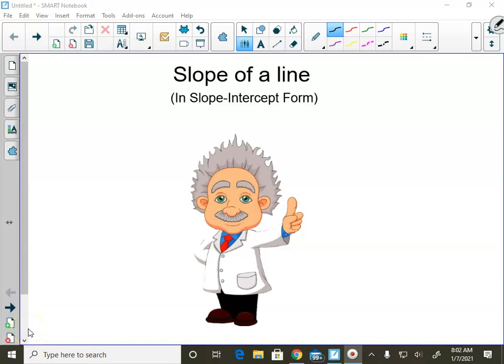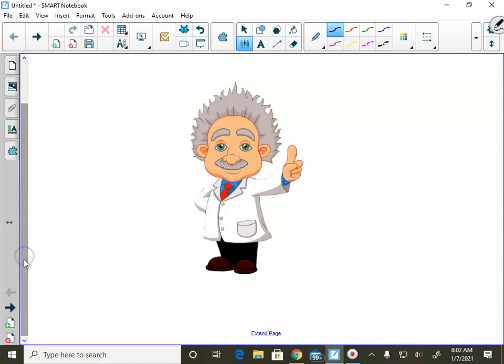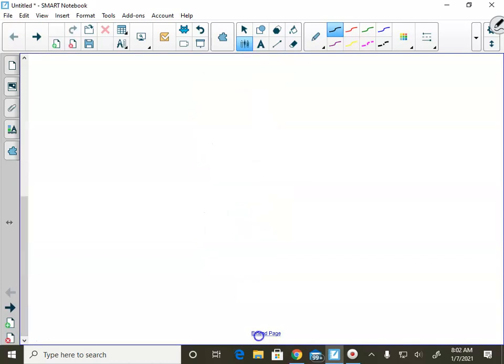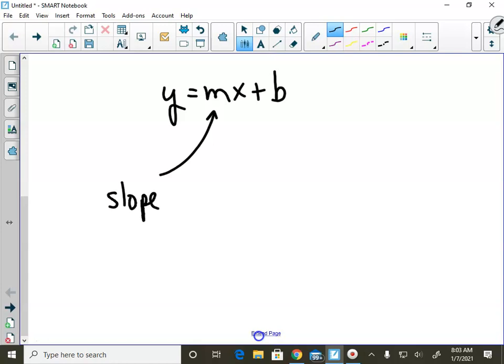Continue our journey in slope, and we're working on slope of a line in slope intercept form. Now, slope intercept form looks like this: y is equal to mx plus b, and we know m. M is your slope. We're familiar with that. The new component that we have is this one.